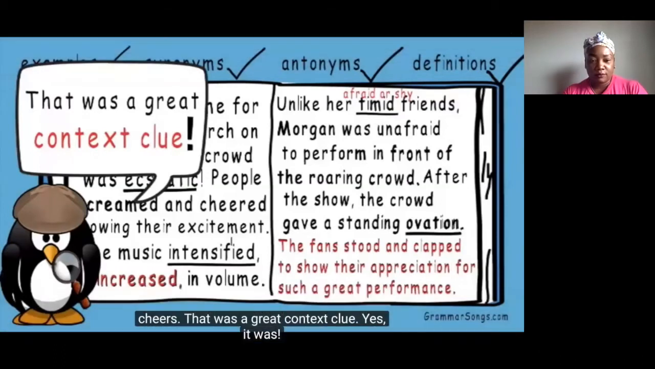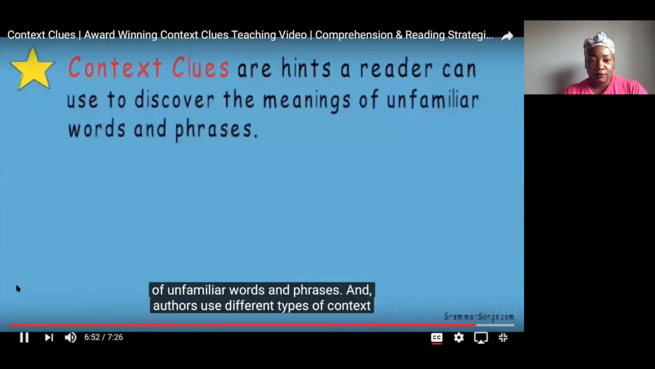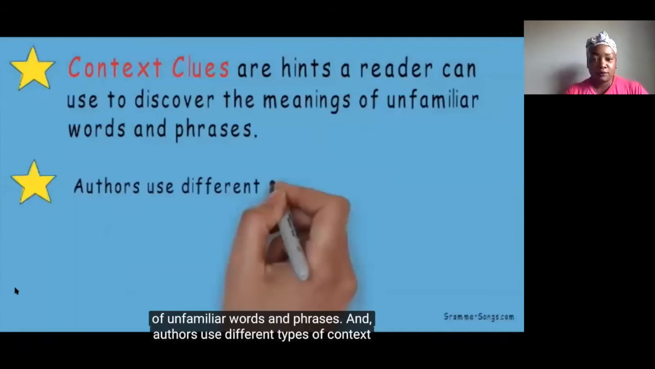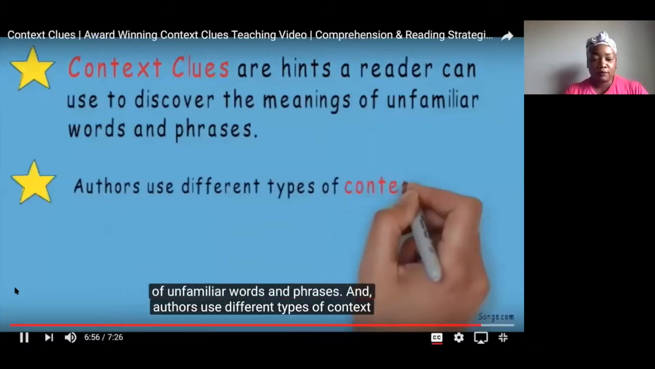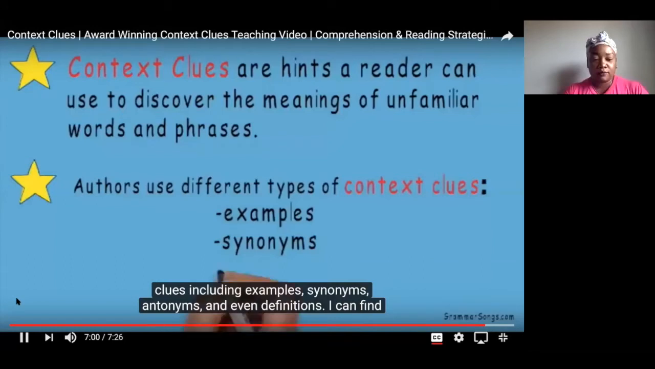Yes, it was. So remember, context clues are hints a reader can use to discover the meanings of unfamiliar words and phrases. And authors use different types of context clues, including examples, synonyms, antonyms, and even definitions. That video gave us a whole lot.